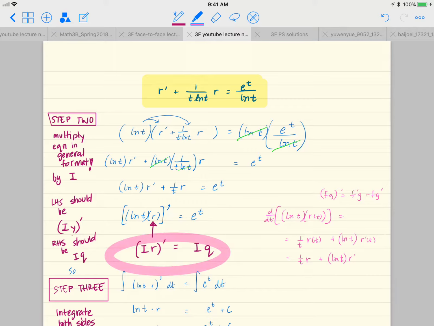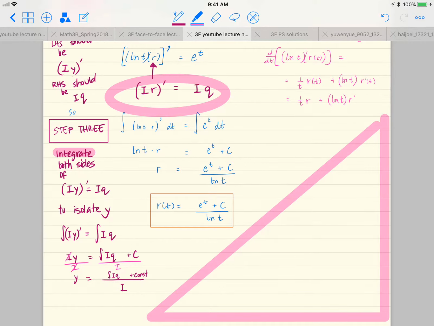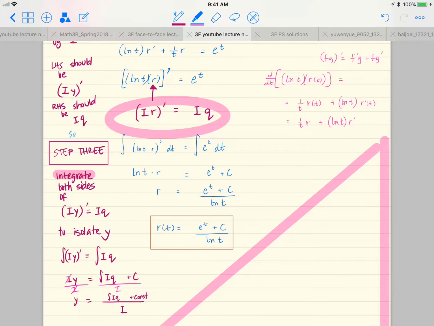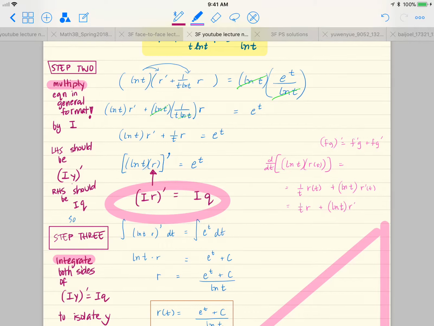The idea, and I tried to emphasize this in class, is not necessarily to memorize these steps. The idea is to absorb why the process works. When I multiply the left-hand side by that integrating factor, it allows me to rewrite the left-hand side of my differential equation as someone's derivative, so I can use the product rule. And that's what drives this whole method.